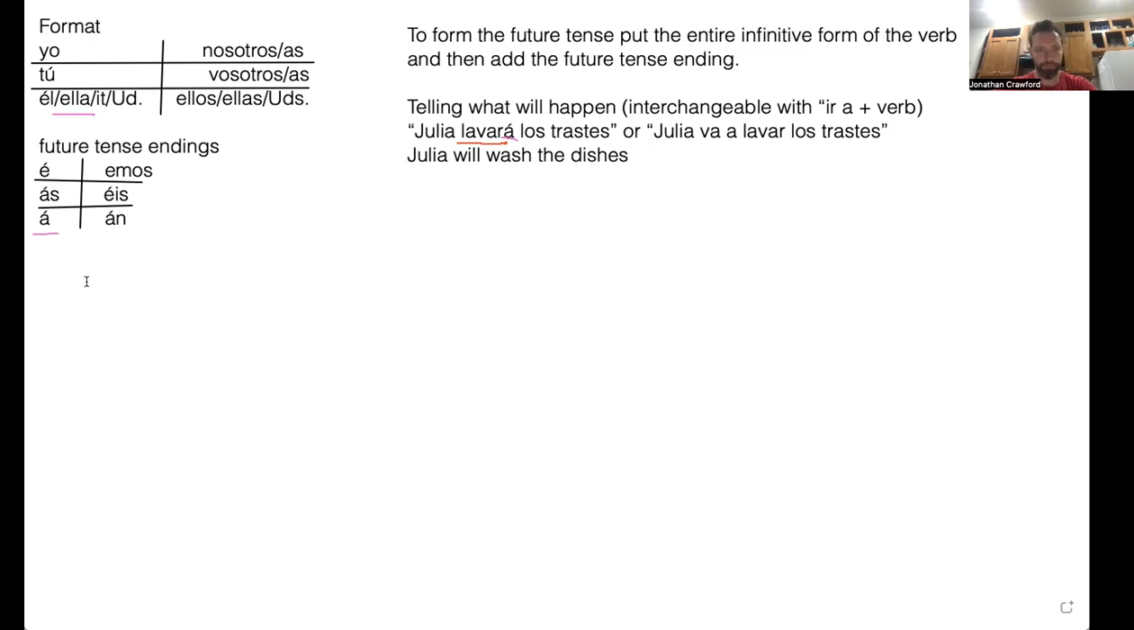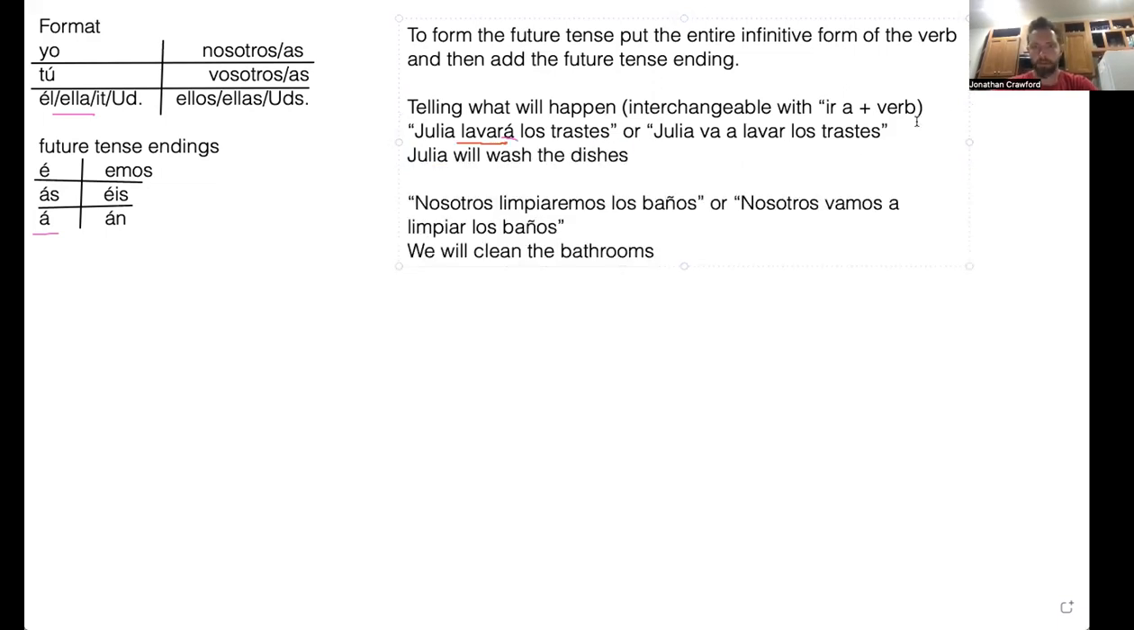Another example. Nosotros limpiaremos los baños. Or nosotros vamos a limpiar los baños. So this is the ir a to talk about the future. You can use ir a. In this case, it's nosotros, so we know it's vamos a. Vamos a limpiar los baños.